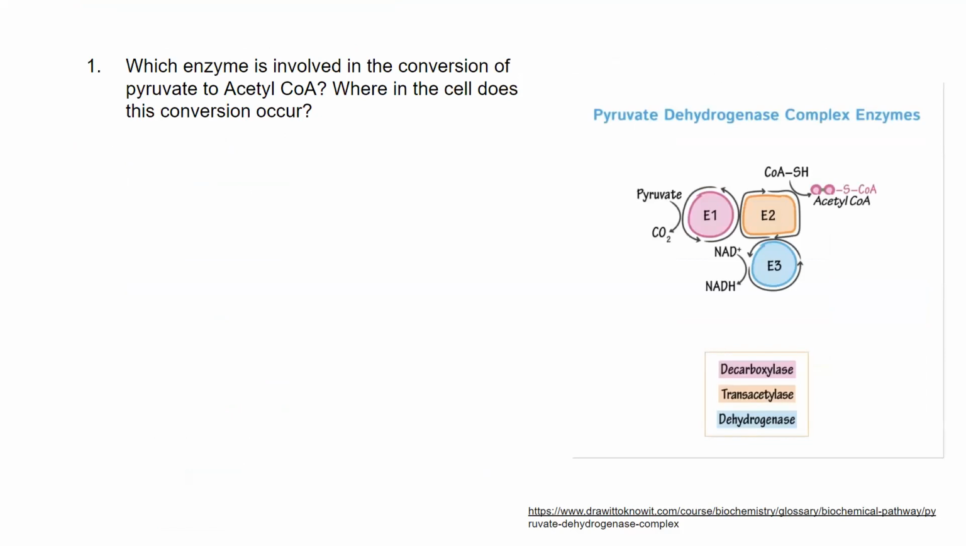Okay, so let's see here. Which enzyme is involved in conversion? So yeah, this is what we're talking about, right? Why is this even on here? Okay, where is this occurring? That's important. Very good. Yeah, pyruvate gets transported into the matrix and this occurs.